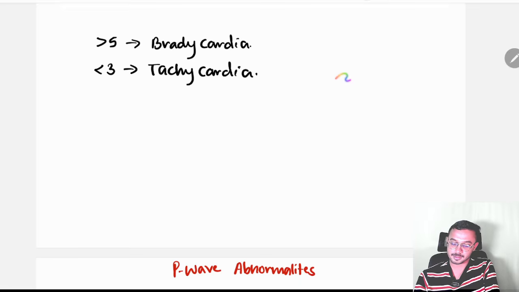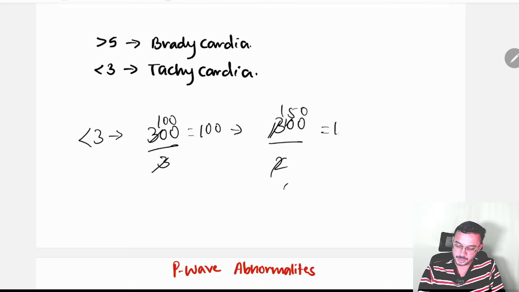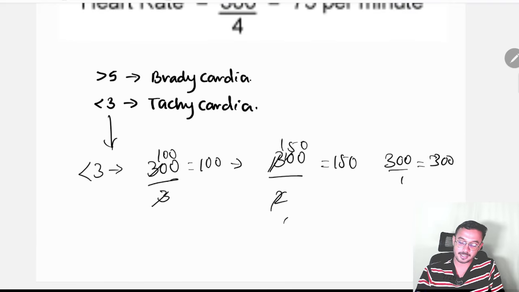If it is less than 3, remember what this means: 300 divided by 3 is 100, and 300 divided by 2 is 150. And 300 divided by 1 is equal to 300. So this is about this, right? If the number keeps decreasing, that becomes tachycardia. If it is greater than 5, like 300 divided by 6, the rate will be less than 60, right?